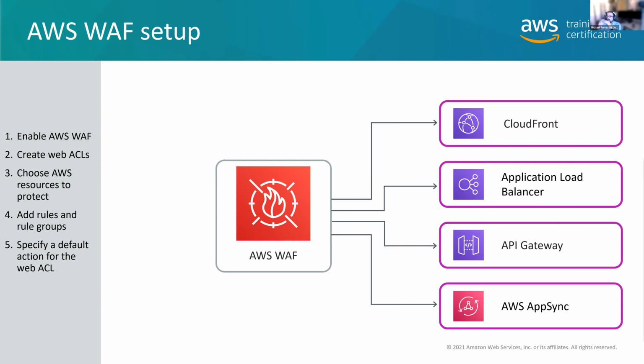You can create rule groups for your rules, and then you can define an entire action. Like for this set of rules in the rule group, I want to allow, and for this set of rules in the rule group, I want to deny. You can also specify a default action for the access control list in question, either block or allow, right?